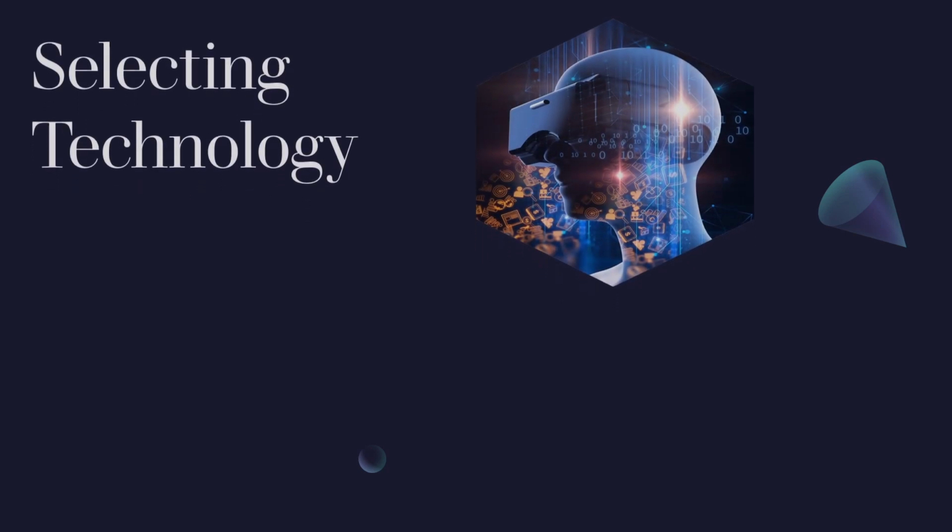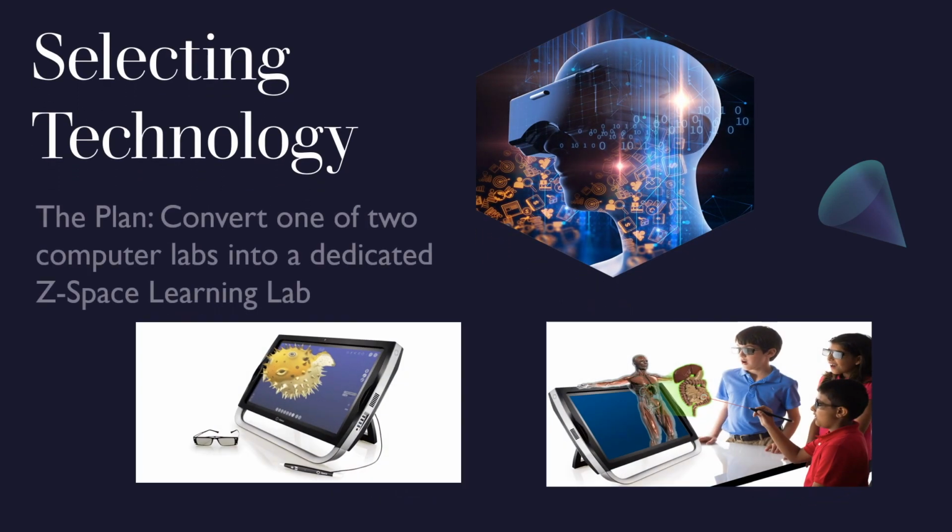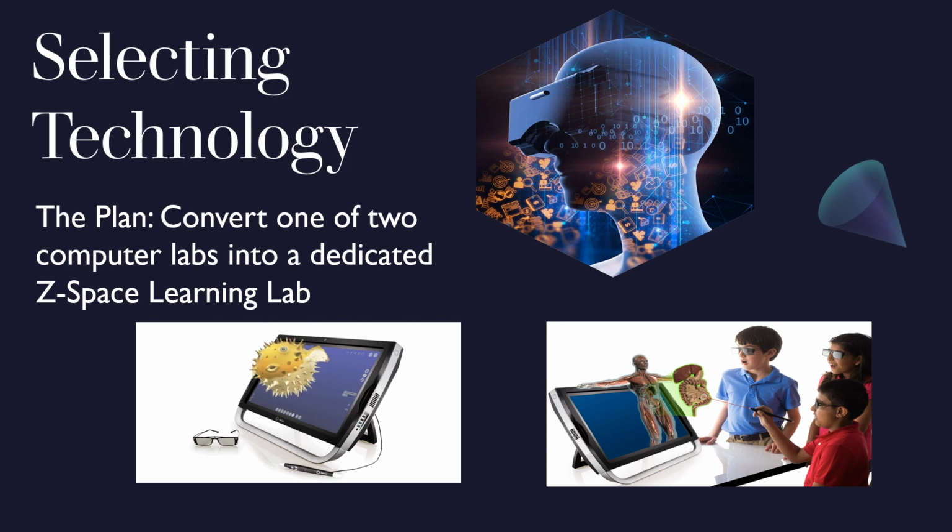Selecting technology. The plan. The project will make use of one of 2 computer labs that are on campus. One will house our current lab's 2019 desktop computers, while the other lab that has any computer prior to 2019 will be discarded for auction. This lab will be utilized for K through 2nd grade students, while the commonly used lab will be retrofitted with updated, more engaging zSpace all-in-one or AIO technology for 3rd through 5th grade students.